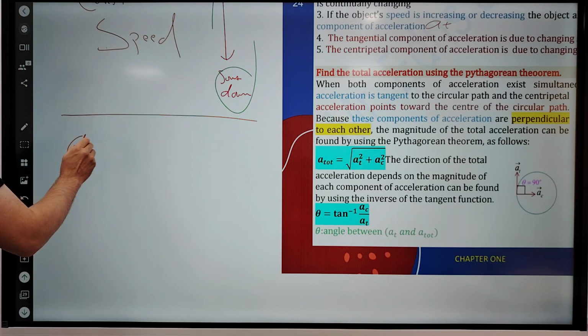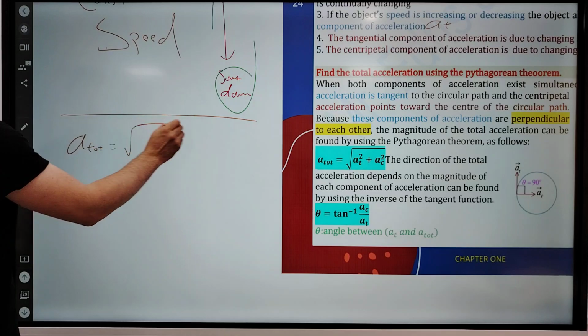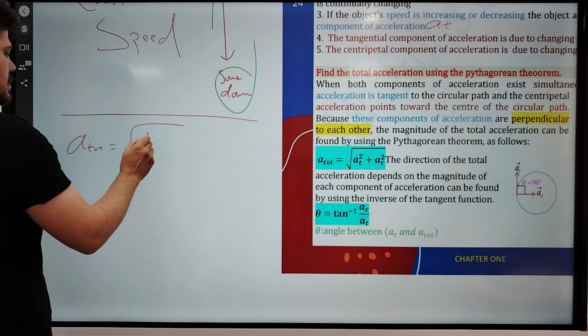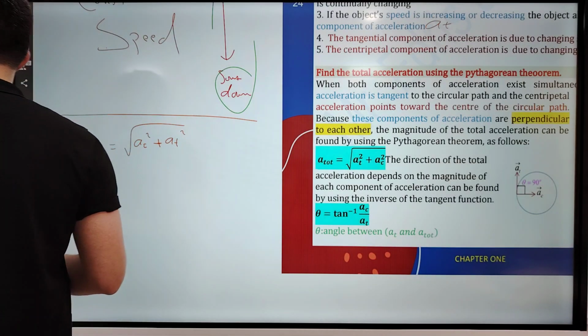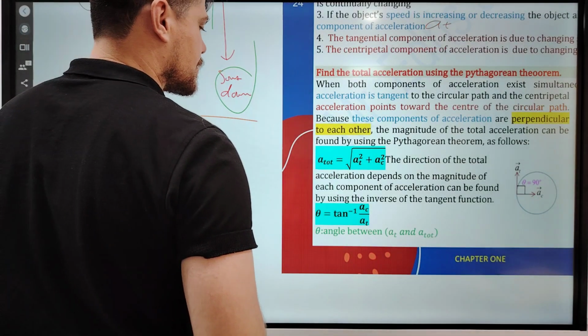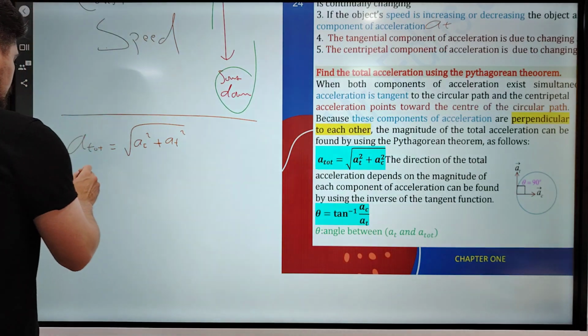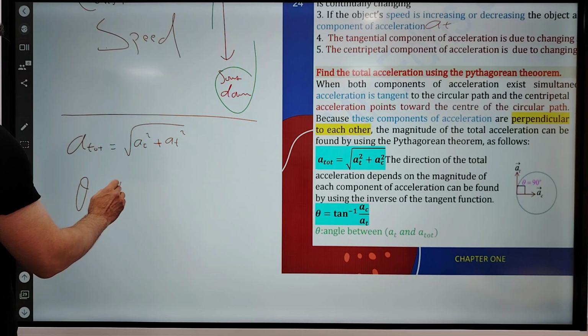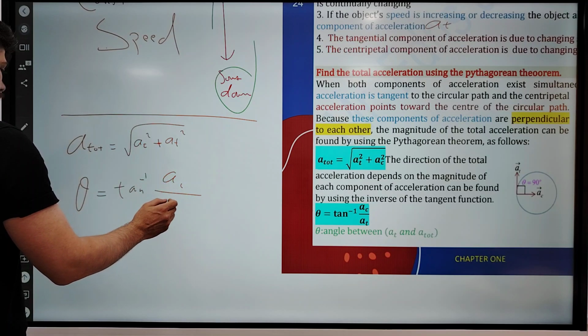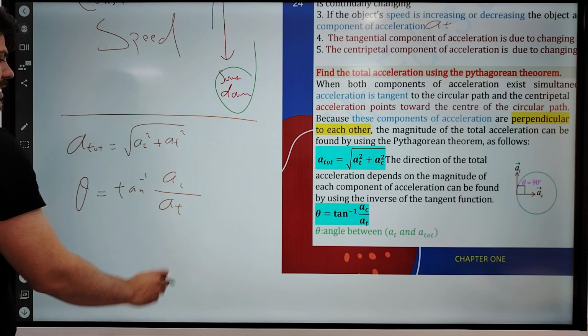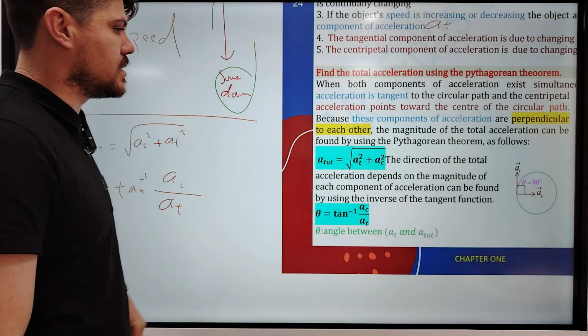Okay, which is equal to a total equals the square root of a_c squared plus a_t squared. Okay, and we can also find the angle, which is equal to tan inverse of a_c over a_t, opposite over adjacent.